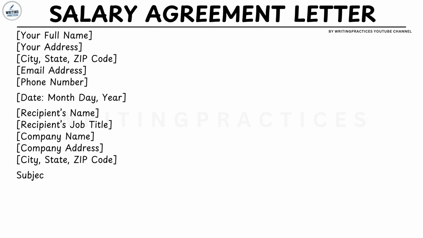Subject line. Moving on to the subject line, this is where you specify the purpose of the letter. A clear subject line helps the recipient understand the content immediately. For example, subject, salary agreement confirmation. It's concise and directly conveys what the letter is about. Never underestimate the power of a well-written subject line. It sets the tone for the entire letter.